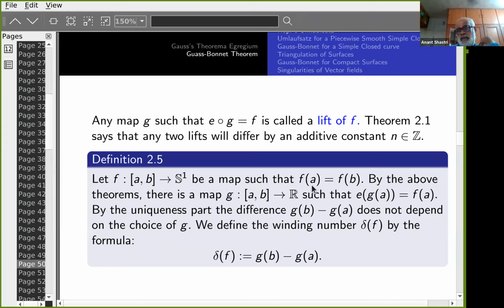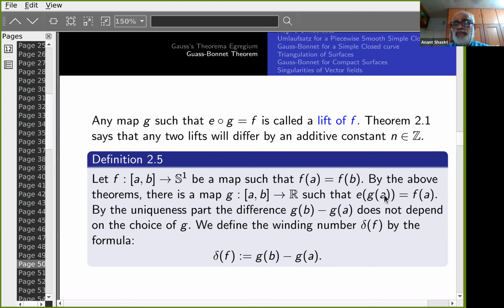Look at one single condition, that f(a) equal to f(b). Even this condition can be forgotten for a while. Let it be there for a while. f(a) equal to f(b). By the above theorem, there is a map g from [a,b] to R such that e of g(a) equal to f(a), starting point, anything you want to take. I have not bothered about what should be g(a). e of g(a) is f(a).